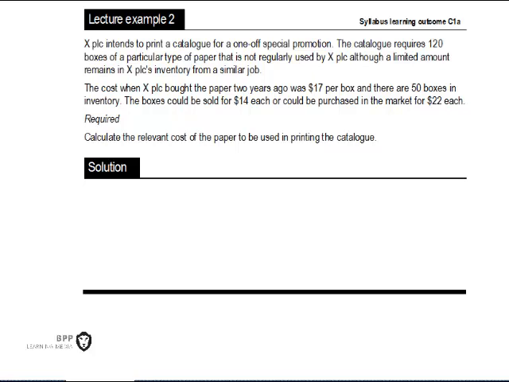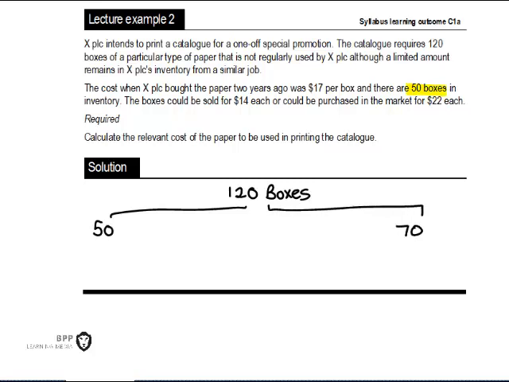So let's break this down. We need 120 boxes in total. And we're told in the scenario that we've got some in inventory, and that is a total of 50 boxes. Now that means therefore that there must be 70 that we have to buy. So let's start with those 70. If we've got to buy them, then we have to pay the current replacement cost for those boxes. So in the scenario we're told that that is $22 a box. So 70 boxes, $22 a box will give us 1540.